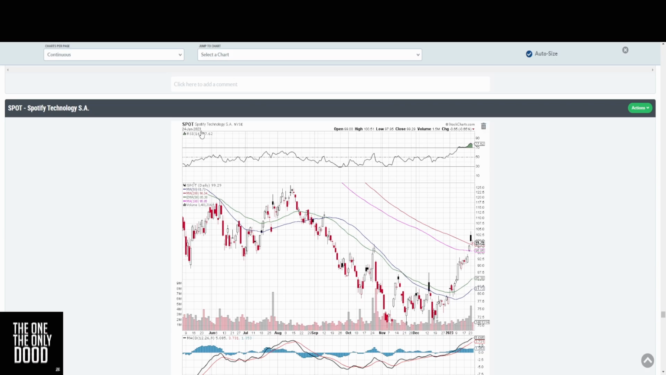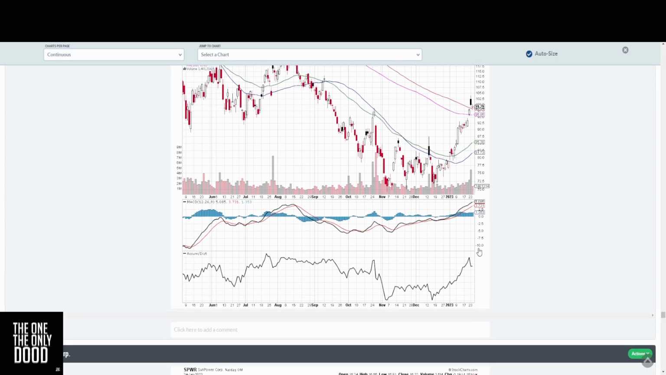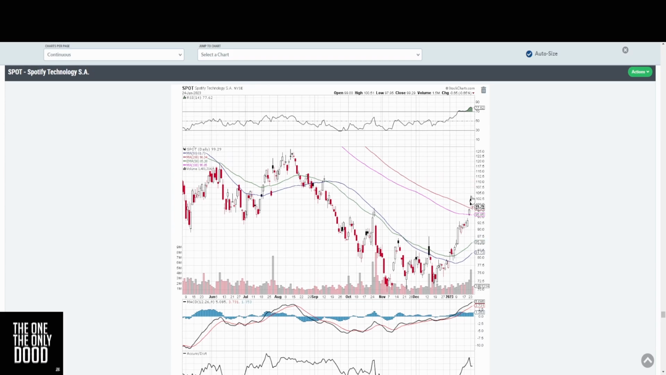Spot looks bullish. I think a lot of people are going to short this thing tomorrow. It does look shortable. It can go either way, guys. But I'm just letting you guys know this thing looks bullish. This one I can be wrong on, but I'm just letting you guys know that this one can be bullish.